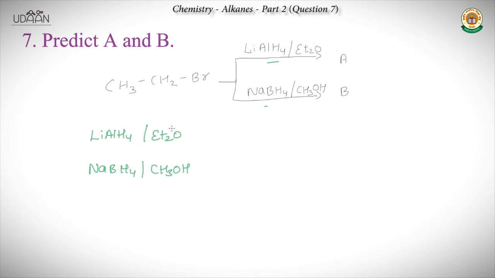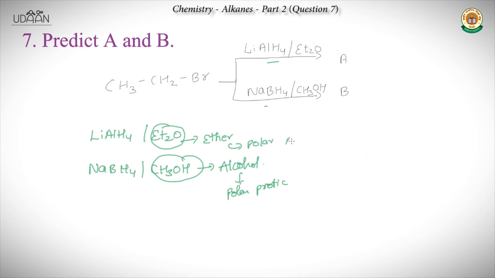If you observe the solvent, here you are using an ether solvent, and here you are using an alcohol solvent. Now this is polar aprotic and this is polar protic. If you revise alkyl halides, you will come to know that in the presence of polar protic solvents, the reaction proceeds through the SN1 mechanism, and in the presence of polar aprotic solvents, it proceeds through the SN2 mechanism.